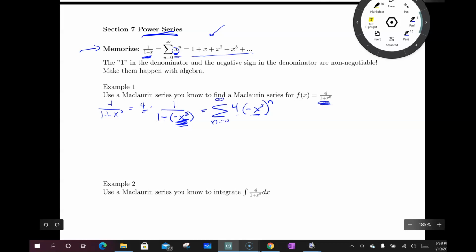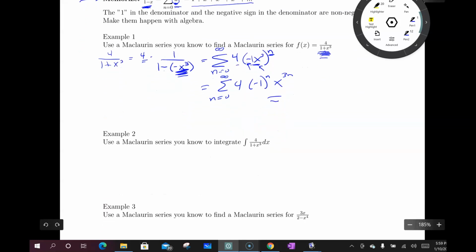So I'm going to simplify this because I'm going to need to in the future for what I'm going to do next. This n distributes to the negative 1 here and to the x cubed. So be careful: this nth power goes to the negative 1. It's an implied negative 1, right? And x to the 3n. So this is the Maclaurin series for this without having to do a bunch of derivatives.